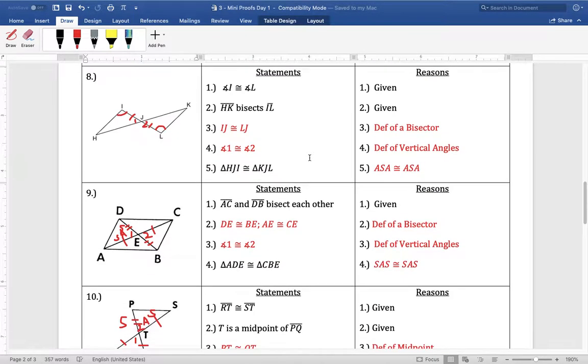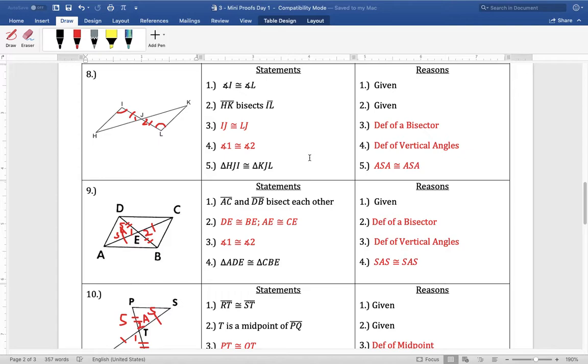So hopefully after today's lesson, you'll feel really comfortable trying this again tomorrow, because there'll be some more that you need to practice with. In number 8, once again, you're given the two angles I and L, HK bisecting IL. So IL is being cut in half. That gets you IJ is congruent to LJ, definition of a bisector.